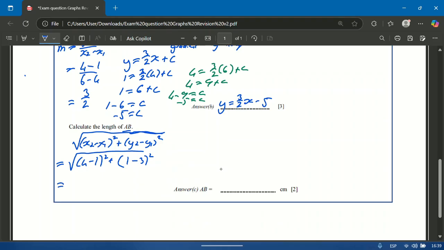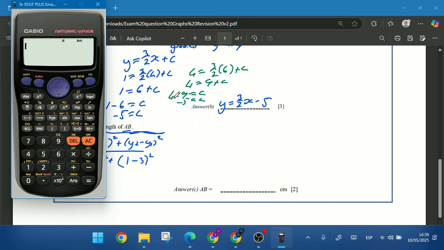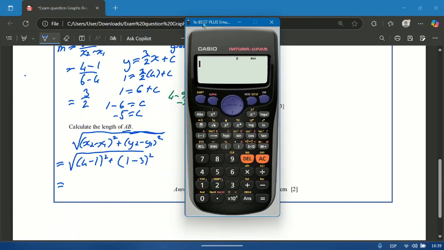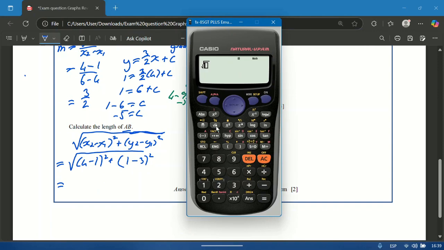So we can put this in the calculator, so we don't have to waste our time calculating in our heads and possibly make mistakes. If you want to, you can do it in your head. 4 minus 1 is 3, so that makes it 3 squared. If you want to make things shorter, plus 1 minus 3 is minus 2. But if you square a negative number, it becomes positive anyway. So if you want to save time, you can just put 2 squared.